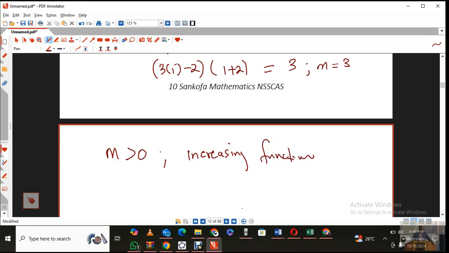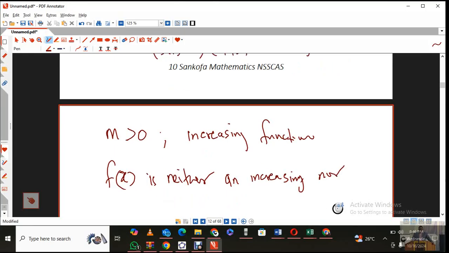So what does it tell me? It tells me that this f of x, this function, is neither an increasing nor a decreasing function.